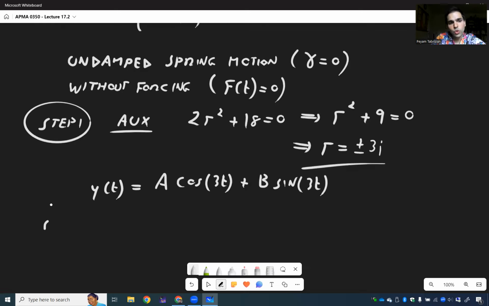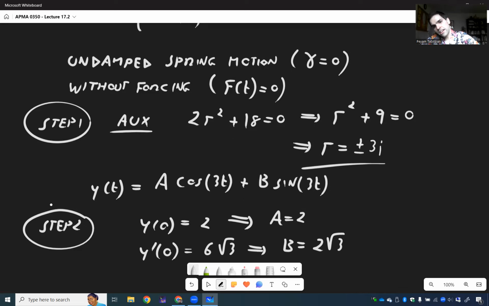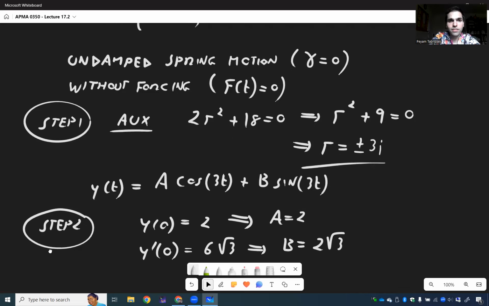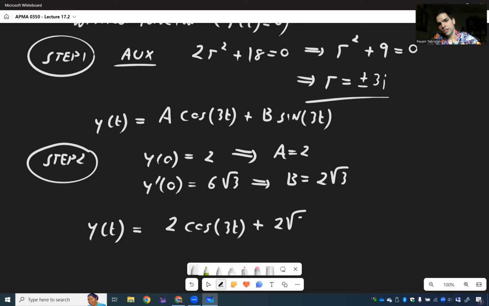And then you can use the initial conditions. You can use y(0) = 2 to get a = 2, and y'(0) = 6√3 to get b = 2√3. Again, the details of this are in the notes. And then you get the solution 2 cos(3t) + 2√3 sin(3t).